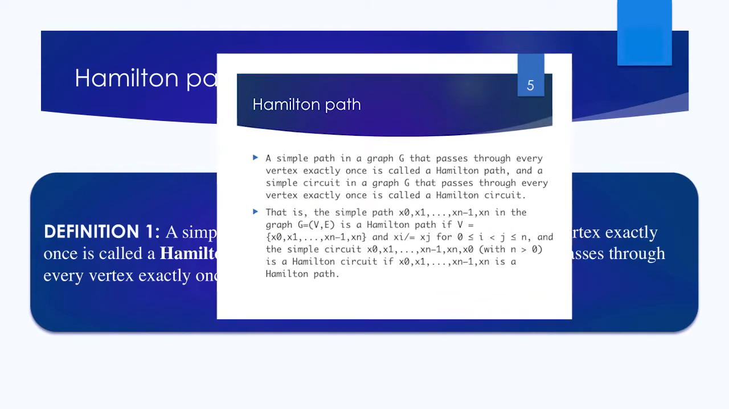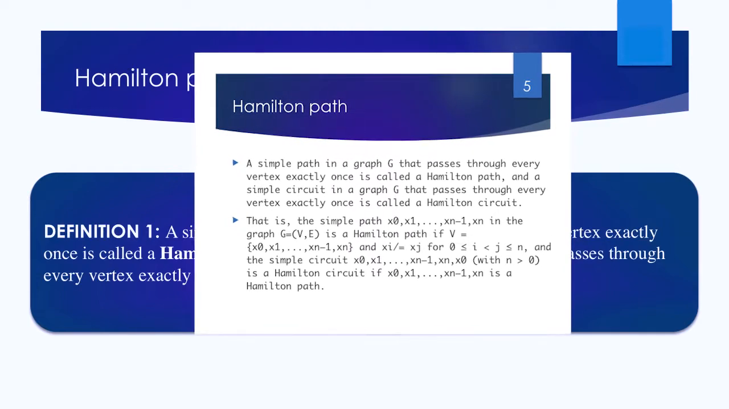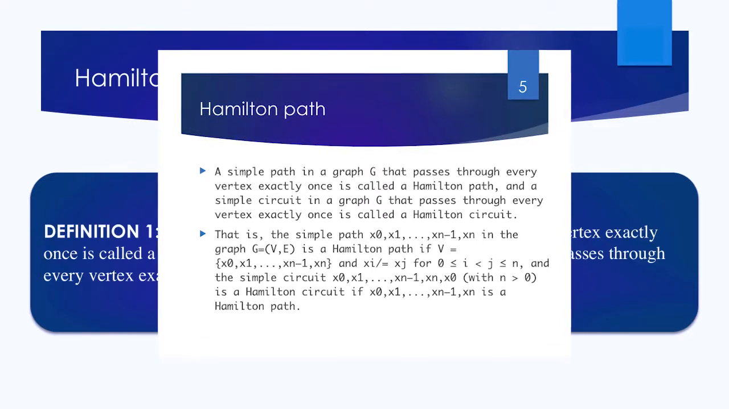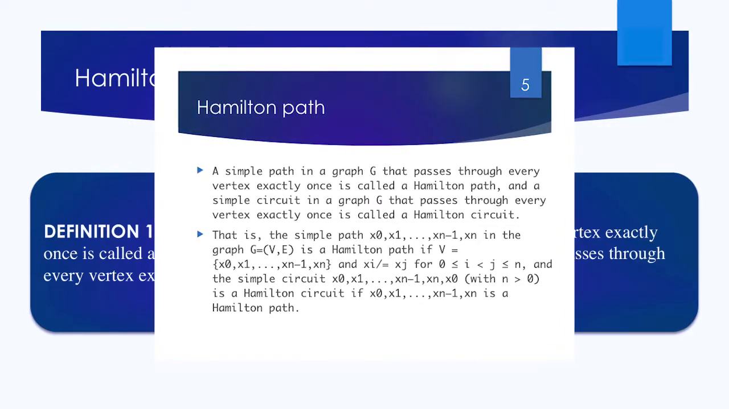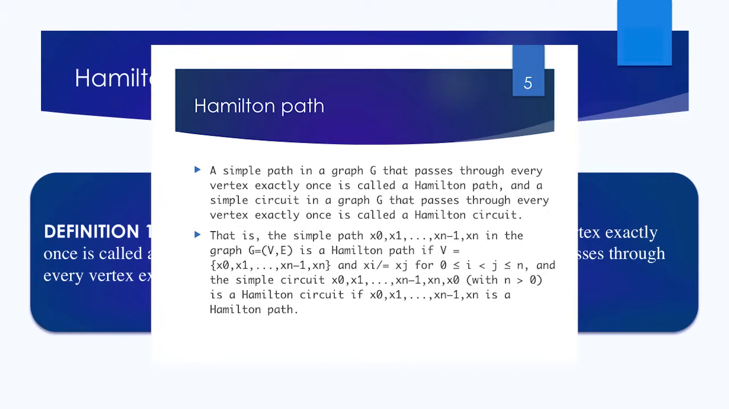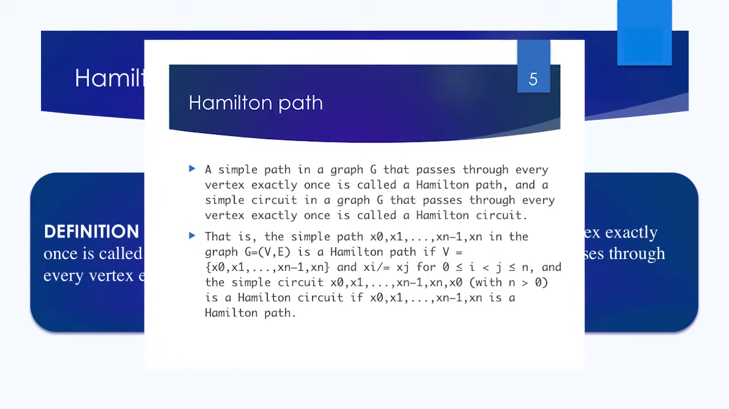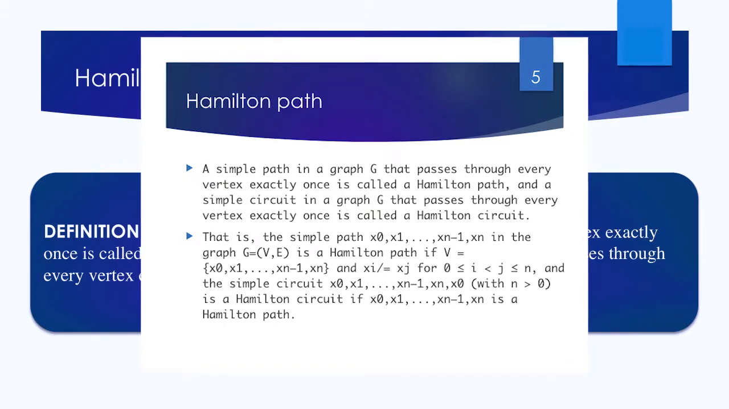And the simple circuit x0, x1, up to xn-1, xn, and then going back to x0, with n greater than 0, is a Hamilton circuit if x0, x1, up to xn-1 and xn is a Hamilton path.